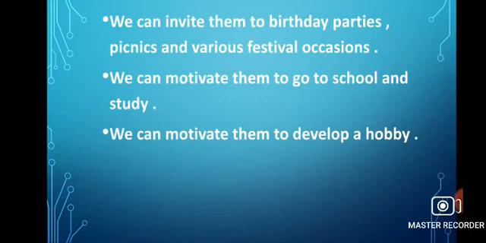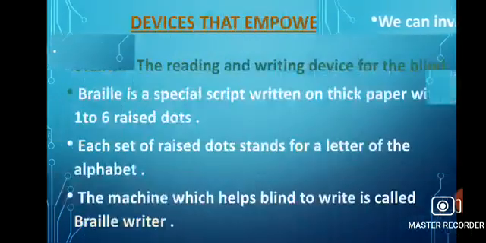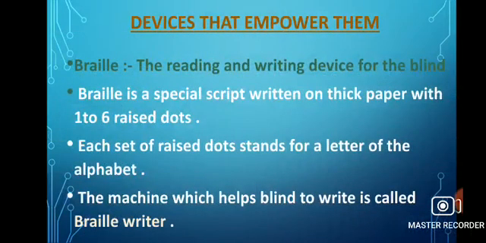Now, the next topic of this chapter is devices that empower them. Children, there are various devices to empower physically challenged people and let them live a normal life. The first one is Braille, the reading and writing device for the blind.